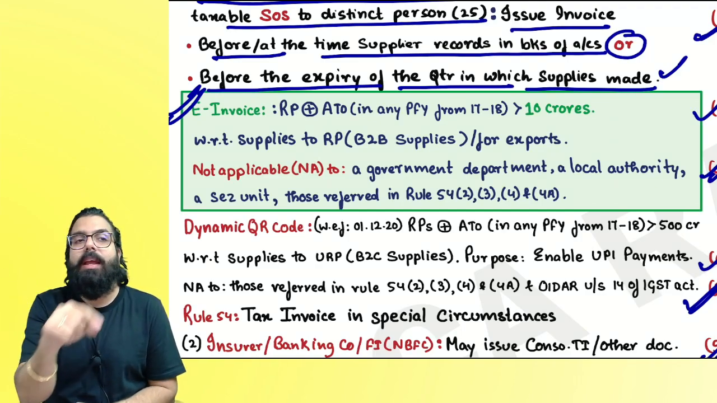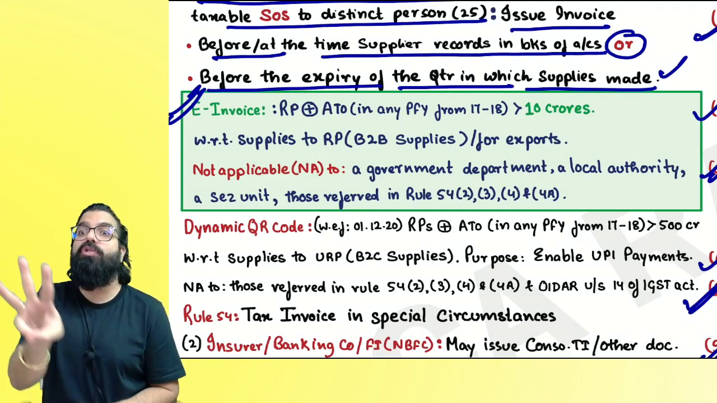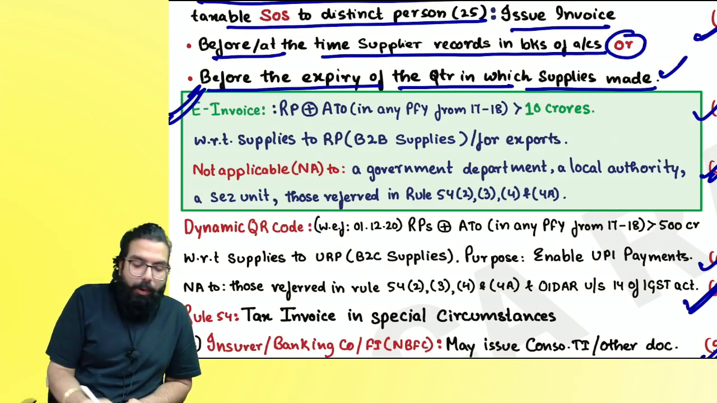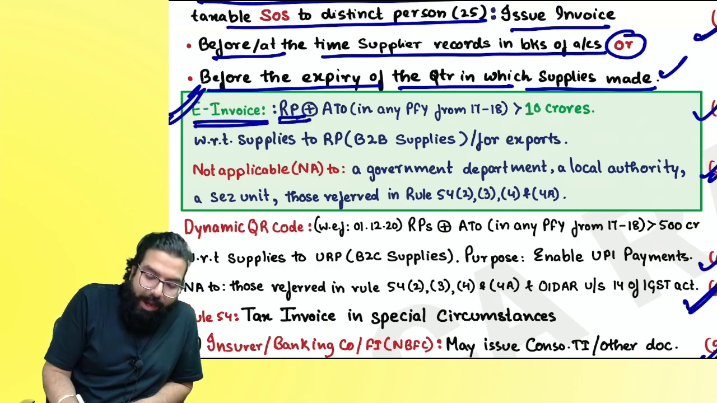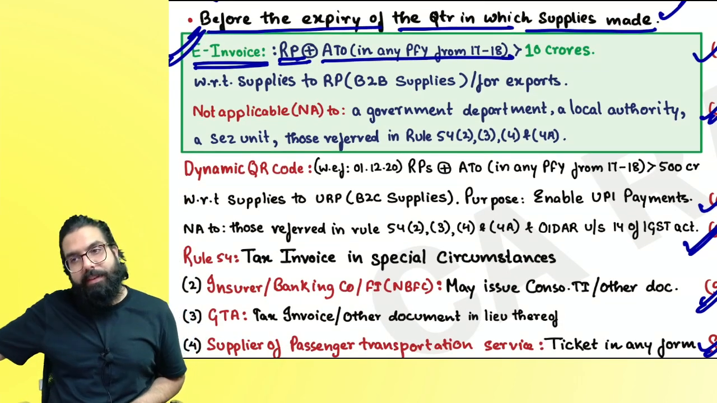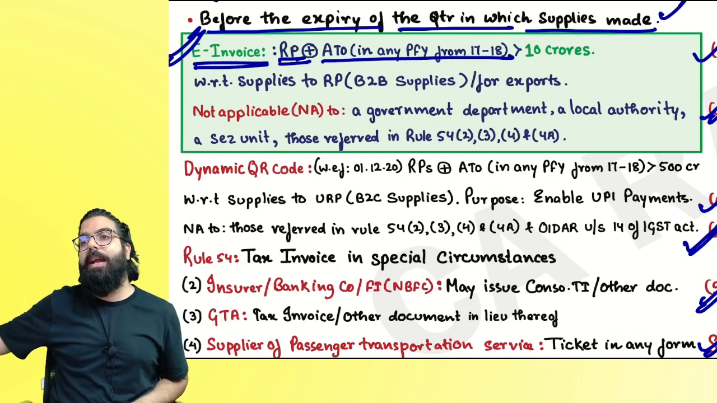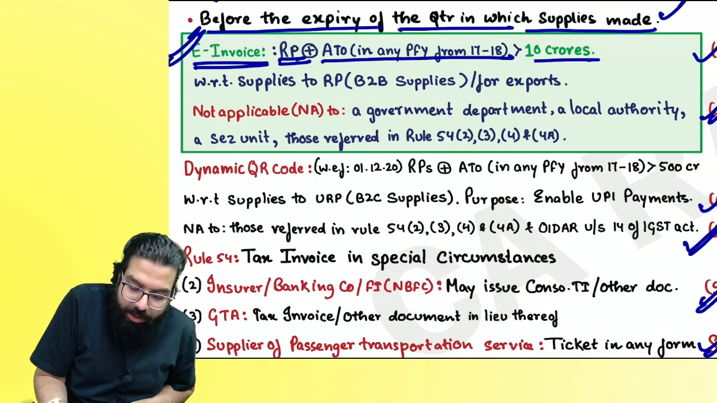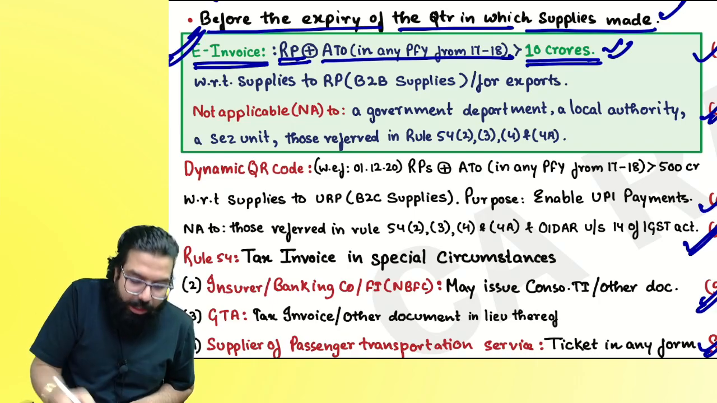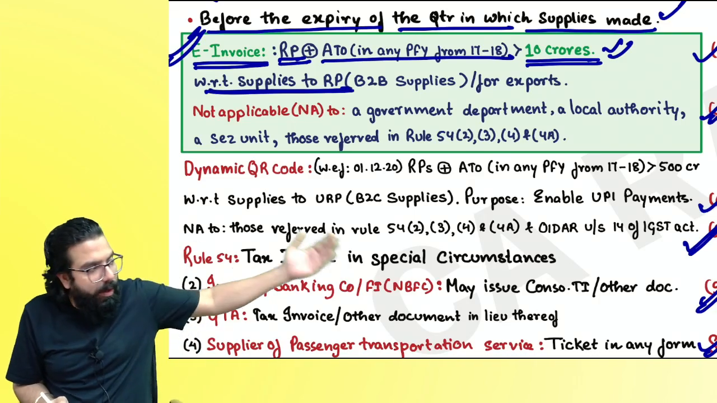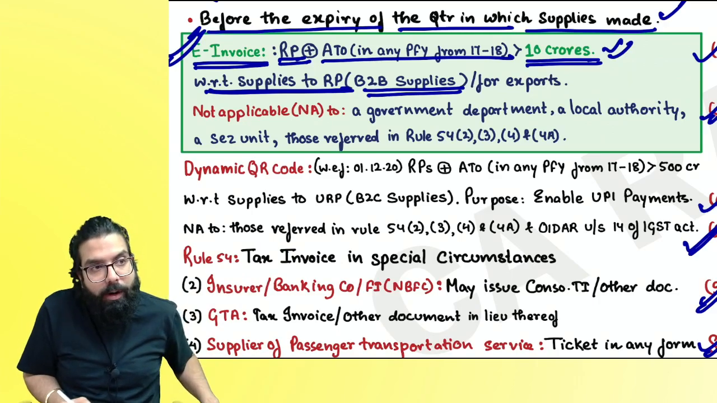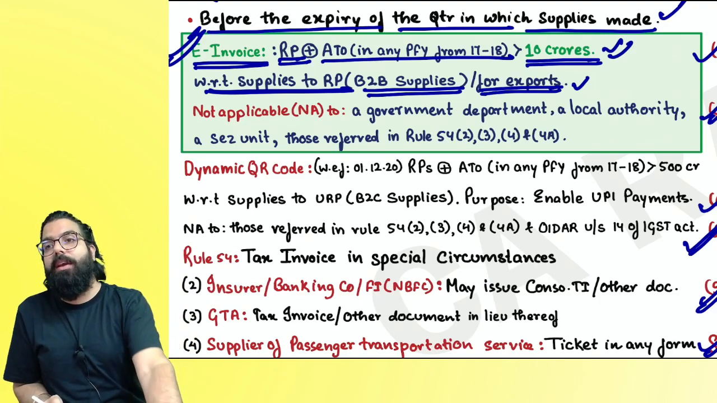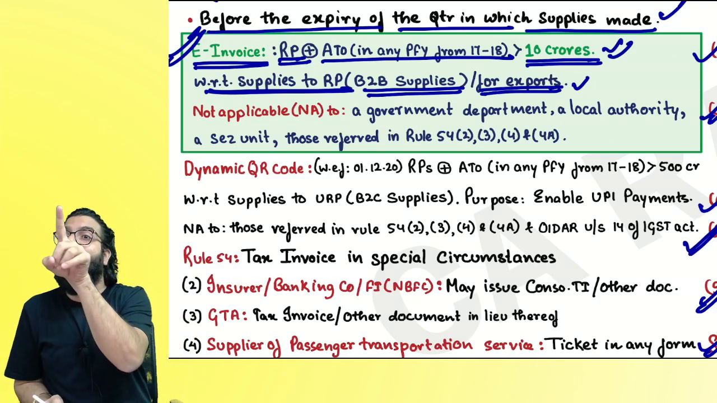Now, remember one thing: if you have done e-invoicing, you are not required to issue 3 copies in case of goods and 2 copies in case of services. E-invoicing provisions are applicable if you are a registered person and your aggregate turnover in any preceding financial year from 17-18, 18-19, 19-20, 20-21, 21-22, any year, has crossed how much? 10 crore. The amendment is that it is now 10 crore, with respect to which supplies? If you are doing B2B supplies, meaning supplies to a registered person, and for your exports, you are required to do e-invoicing mandatorily.